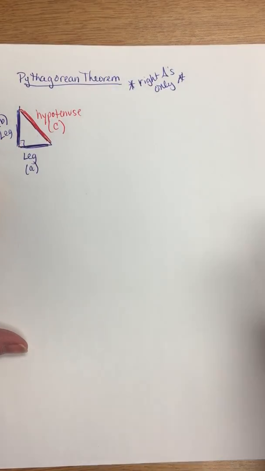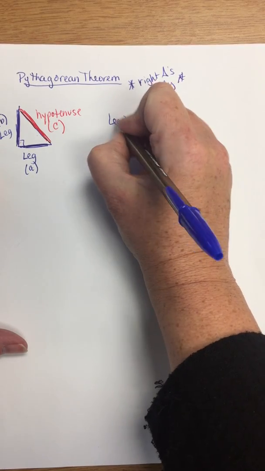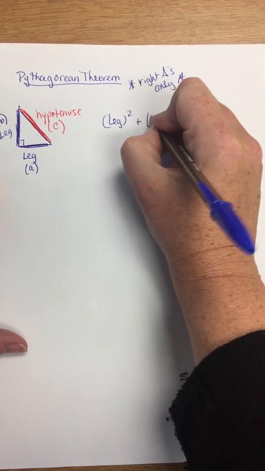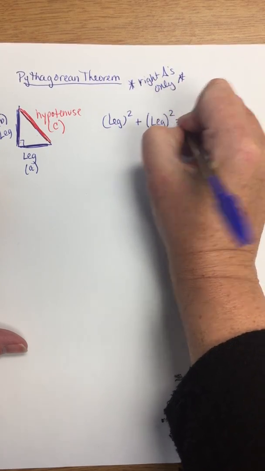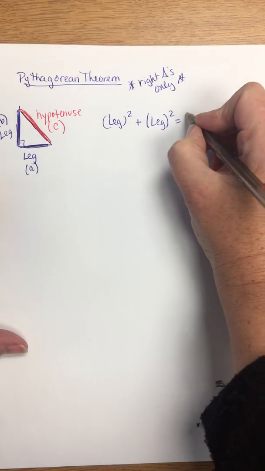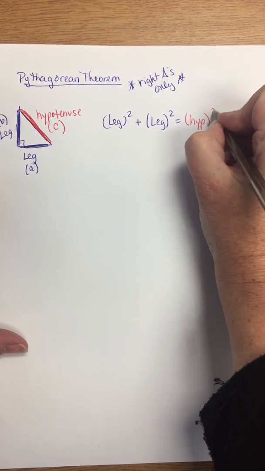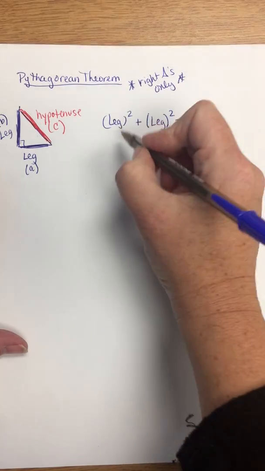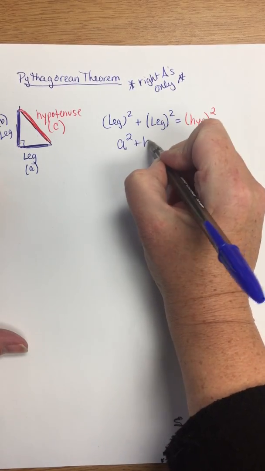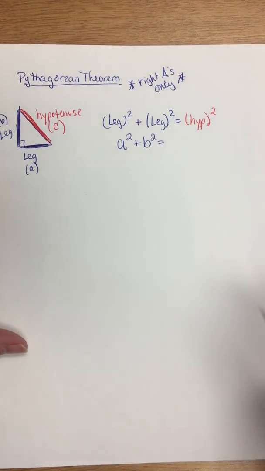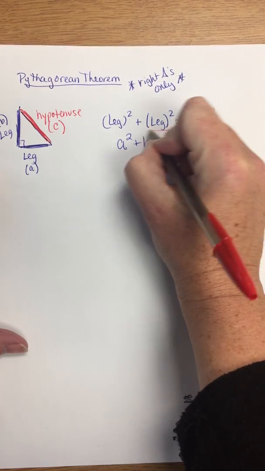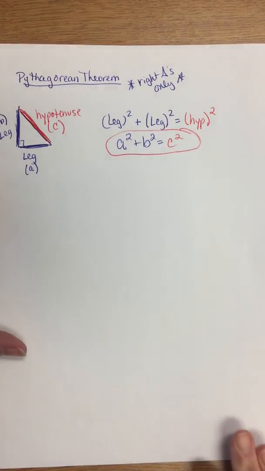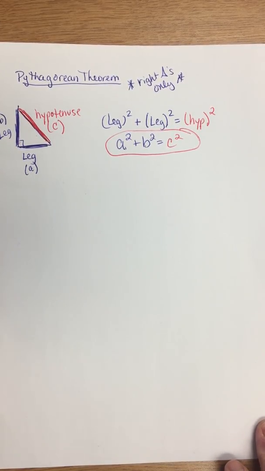And the Pythagorean theorem is that you would take the leg squared plus the leg squared, and it would equal your hypotenuse squared. So that's how we get A squared plus B squared equals C squared. Okay? They're the rules you want to write down on the index card.